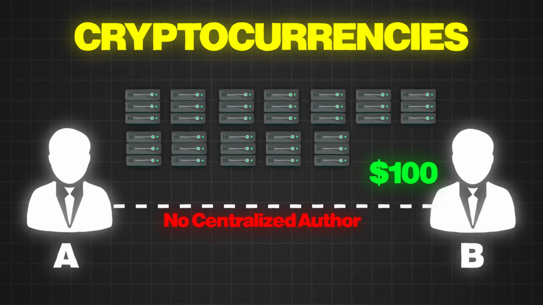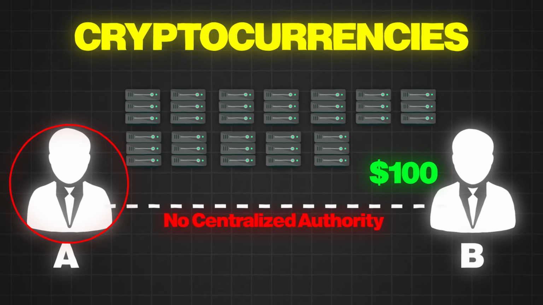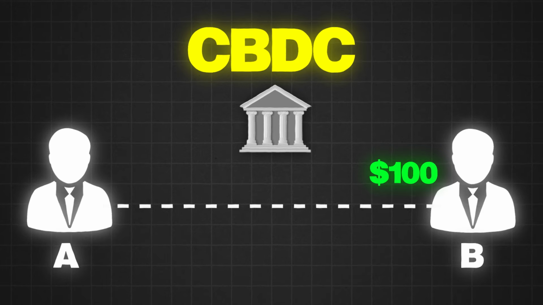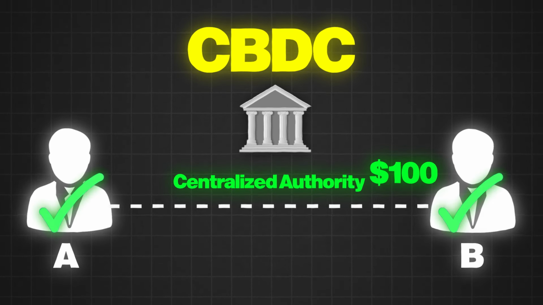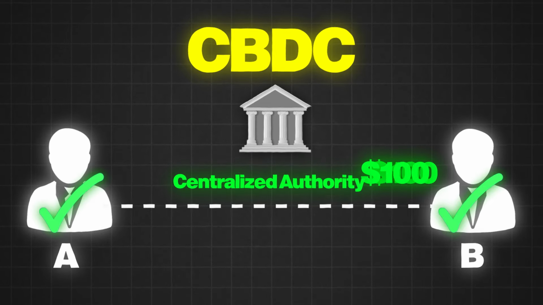There is no centralized authority keeping track of how much money person A has, what they have paid to person B, or how much money person B has. But with CBDC, the central bank of the country is the centralized authority that keeps all the records. They keep track of every CBDC issued and every transaction using the CBDC. In a nutshell, in case of cryptocurrency, there is no central authority, whereas in case of CBDC, the central bank is the central authority that tracks every transaction.